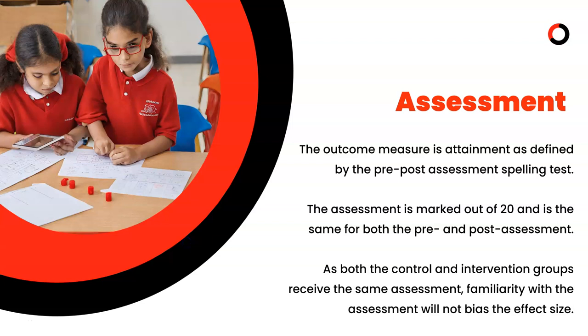So the assessment. The outcome measure is an attainment as defined by the pre-test spelling test. The assessment is marked out of 20, and this is the same for both the pre and the post assessment. As both the control and the intervention groups receive the same assessment, familiarity with the assessment should not bias this. So from your list of 40 words, you select 20 of these to be the pre and post assessment. Use exactly the same for the pre and the post.